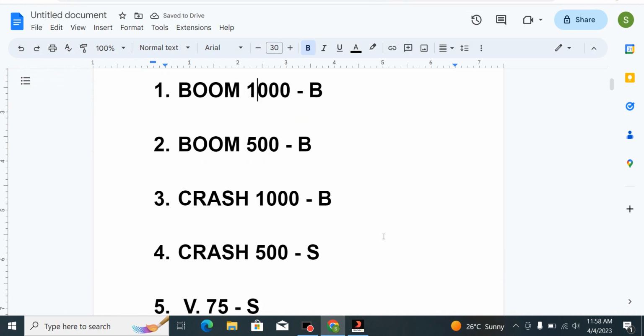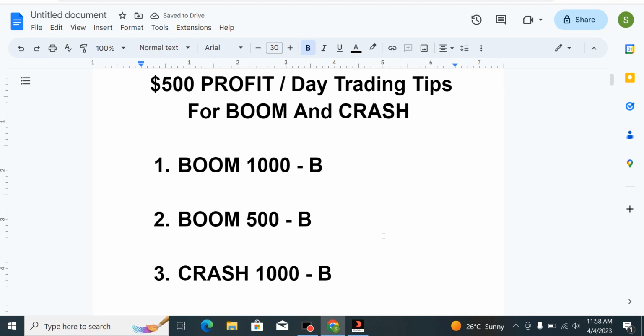Okay guys, these are all that we are able to come up with tonight. All you need to do is just to make sure you understand every part of the analysis and apply them carefully whenever you are trading.